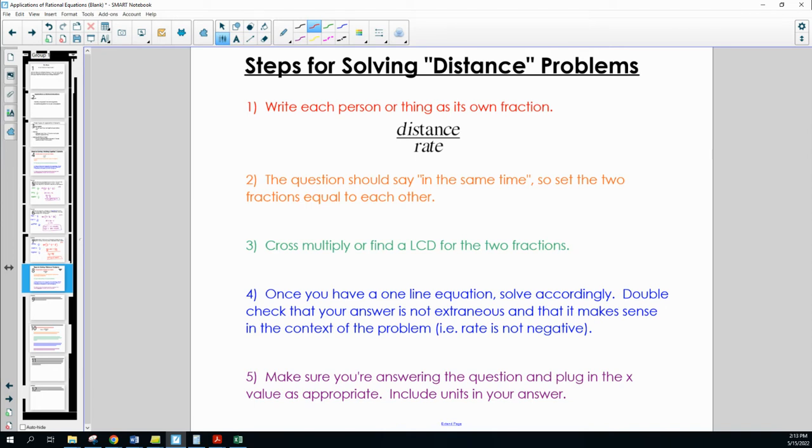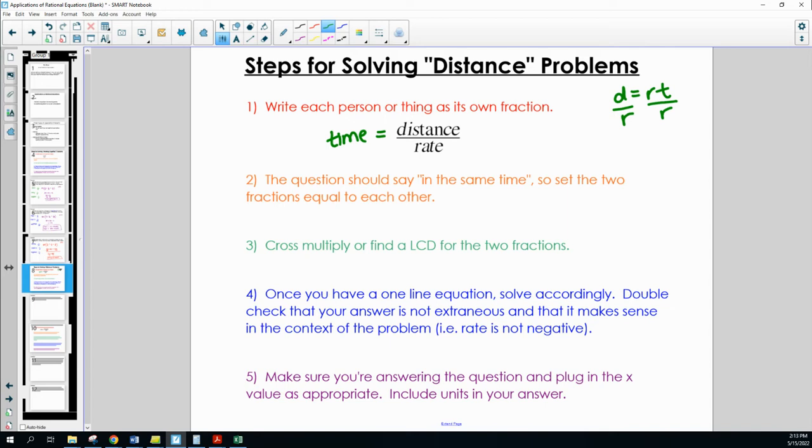Okay, our second type of problem that we're going to look at is the distance problem. So a distance problem involves using the original equation that distance is equal to rate times time. So what we want to do is manipulate this equation and solve for time. So if I want to get time by itself, I would have to divide by rate. So we end up with the fraction time equals distance over rate.